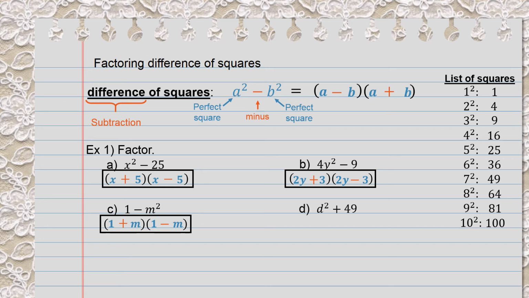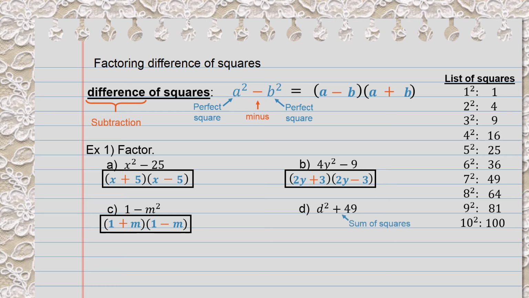For D, we have d squared plus 49. Is d squared a perfect square? Yes. Is 49 a perfect square? Yes, it is also in the list along the right-hand side. Is there a minus sign? No. This is our first time encountering this. This does not follow the pattern of difference of squares.